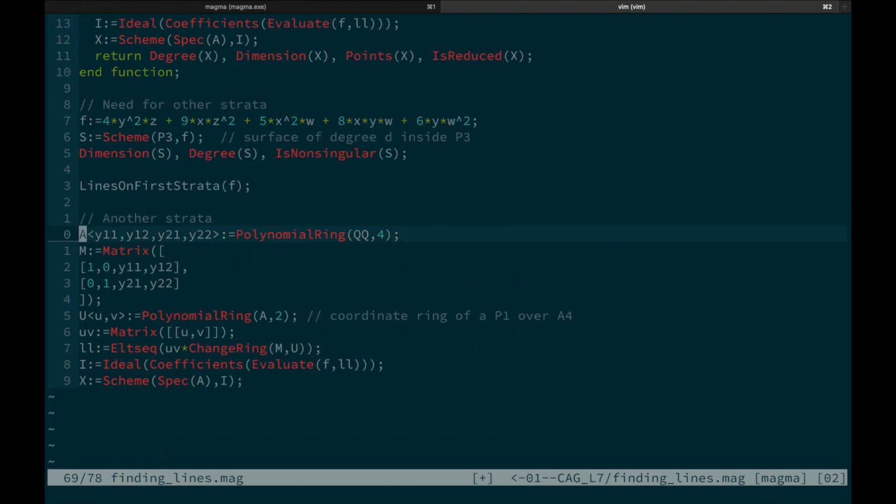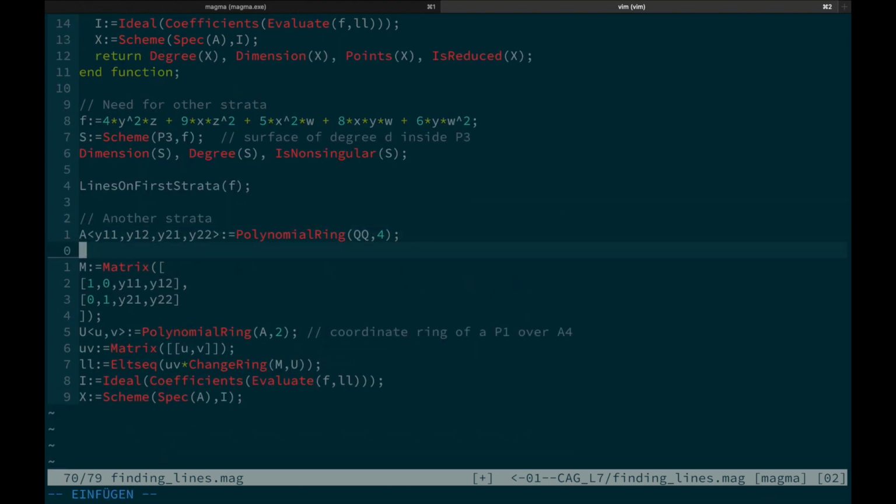Now I'm going to operate on another chart. What I did previously was that the minor corresponding to 1, 2 was non-zero. So it was that this first 2 by 2 matrix in this 2 by 4 matrix M was non-zero.